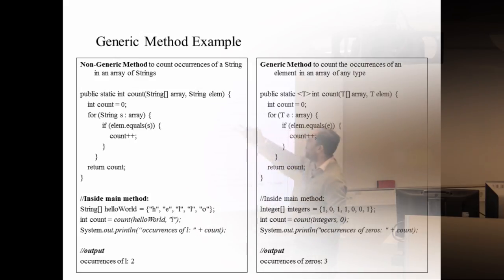But if you want the same functionality for different types, you can use a generic method. As we know, before the return type we need to specify the type parameter, and the only other thing we do is change this String type to the type parameter that we used here.